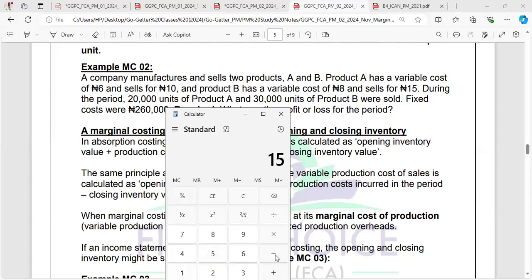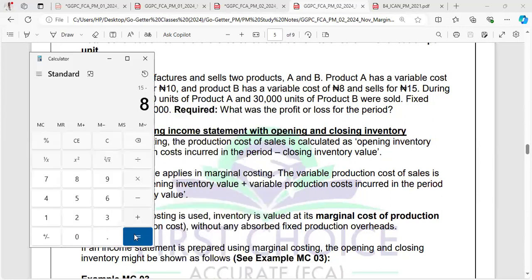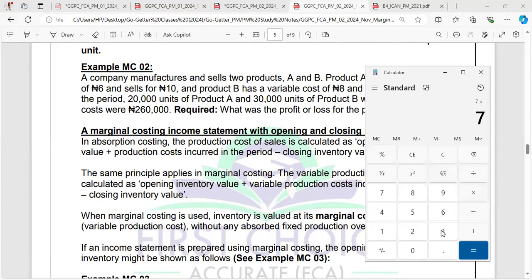and the variable cost is 8 naira. All right? That means 7 naira is my contribution. And how many units of product B was sold times 30? Oh, product A was 20,000. Okay, let's do product B first. 30,000 times 7, which is 210,000. 210,000 is the total contribution for product B.